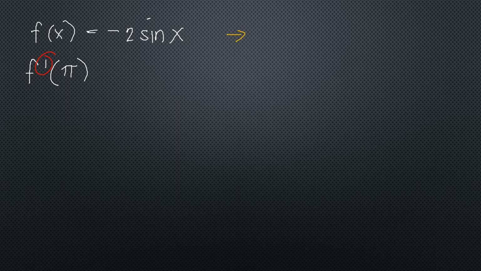Also, when you're asked to evaluate, just take note that evaluating a function is simply substituting the input into the given function. Let's say we have f of x equal to negative 2 sine x, and you're asked to get f prime of pi. So again, that is f prime. It means you're going to get first the derivative of f. So the derivative of function f, f prime of x, is equal to negative 2 times the derivative of sine x, which is cosine x. So we now have negative 2 cosine x.